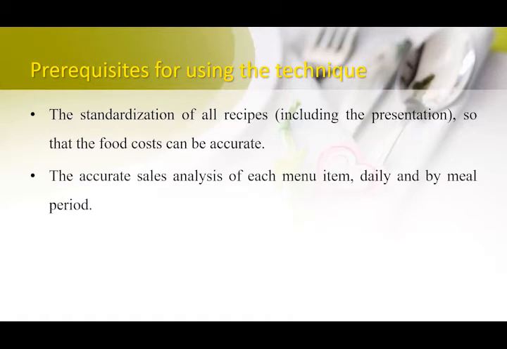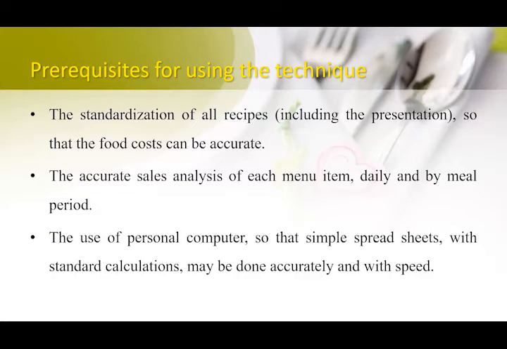Next is accurate sales. The next prerequisite is to have an accurate sales analysis of each menu item daily or maybe by a meal period. Next is the use of a personal computer so that simple spreadsheets with standard calculations may be done accurately and with speed. These are certain small basic prerequisites for using this technique.